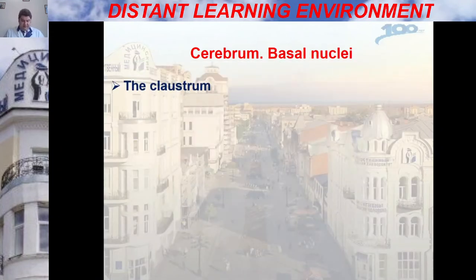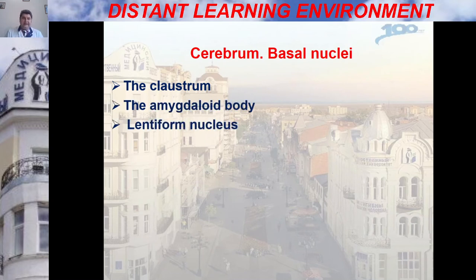So next we'll talk about basal nuclei, basal ganglia in details, and you may see these ganglia here. You may read these ganglia. There are claustrum, amygdaloid body, lentiform nucleus, caudate nucleus.